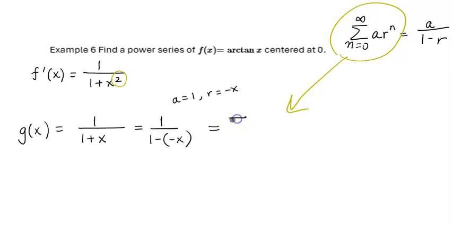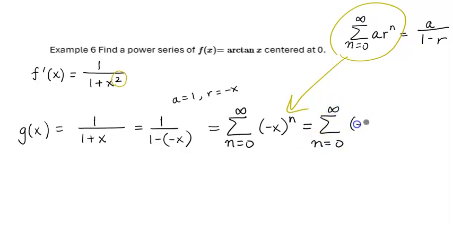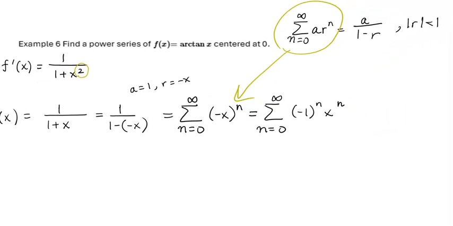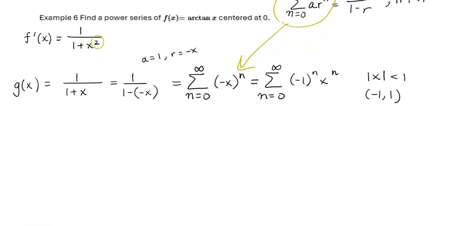So filling my pieces in, I have the sum from n equals 0 to infinity of a, which in this case is 1, which I don't need to write, r, which is negative x, raised to the n power. I will clean that up a little bit. This is just negative 1 to the n, x to the n, and this converges only when the absolute value of r is less than 1. In this case, r is negative x, so its absolute value is just x, which has to be less than 1. So we have an interval of convergence from negative 1 to 1 for this power series for 1 over 1 plus x.